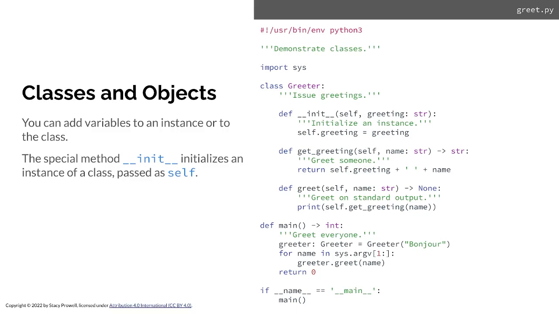You can add variables to an instance. You can add variables to the class. All those things are possible. How do I add a variable to the class? Well, I get the class instance, the CLS thing I mentioned earlier, and I just set an attribute on it.